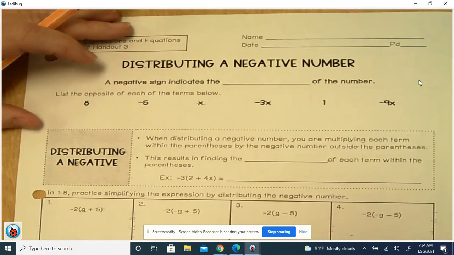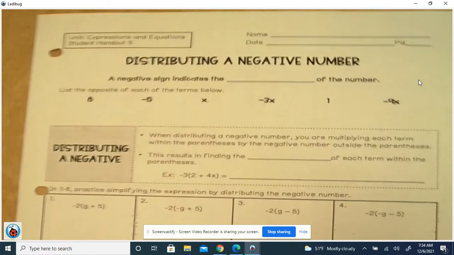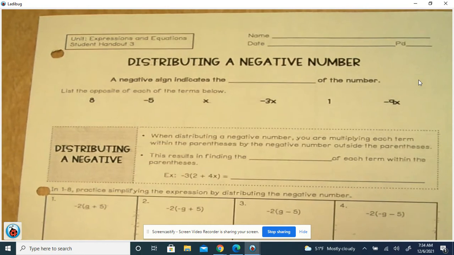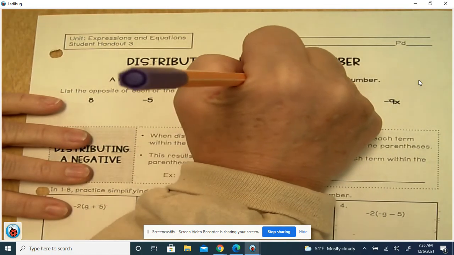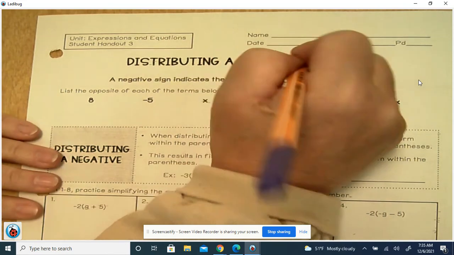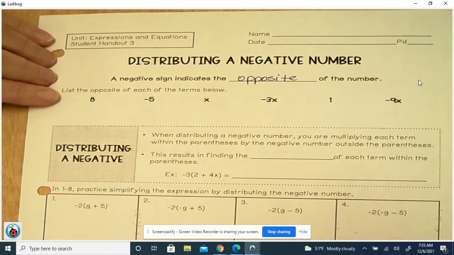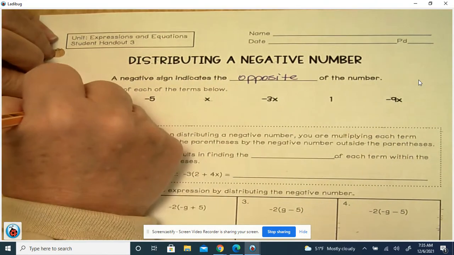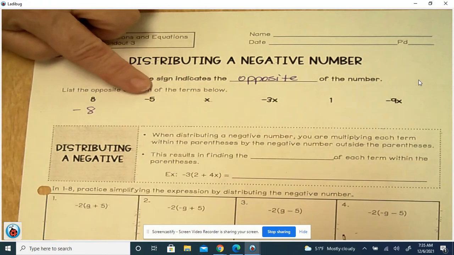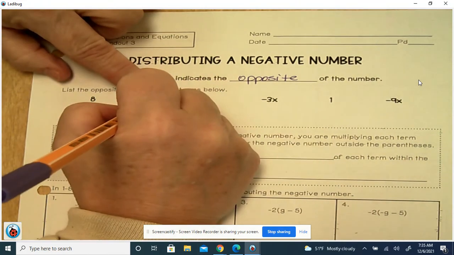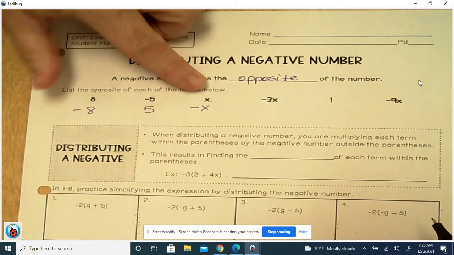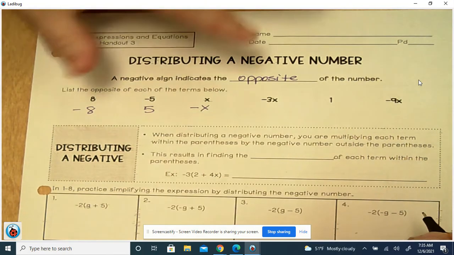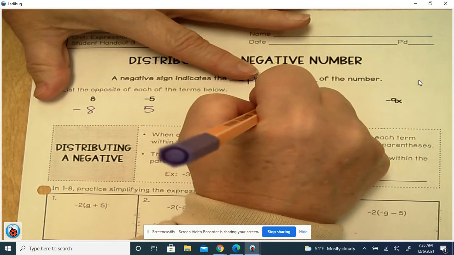This video is on distributing the negative. And the negative sign indicates the opposite of the number. So the opposite of each of these numbers: the opposite of 8 is negative 8. The opposite of negative 5 is 5. The opposite of x is negative x. The opposite of negative 3x is 3x.